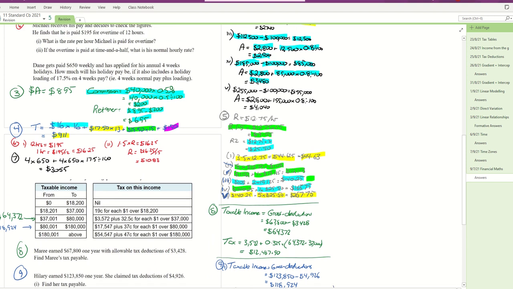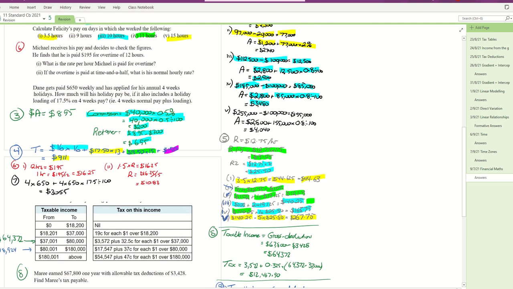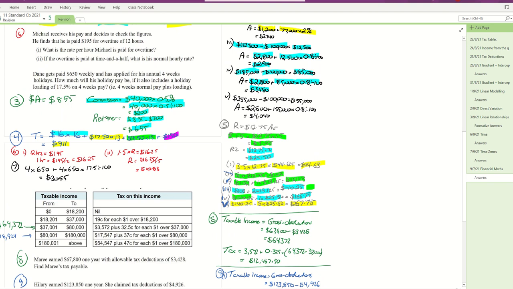Right, now we are being asked to work out question 6. Michael receives his pay and decides to check the figures. You find he's paid $195 for overtime of 12 hours.